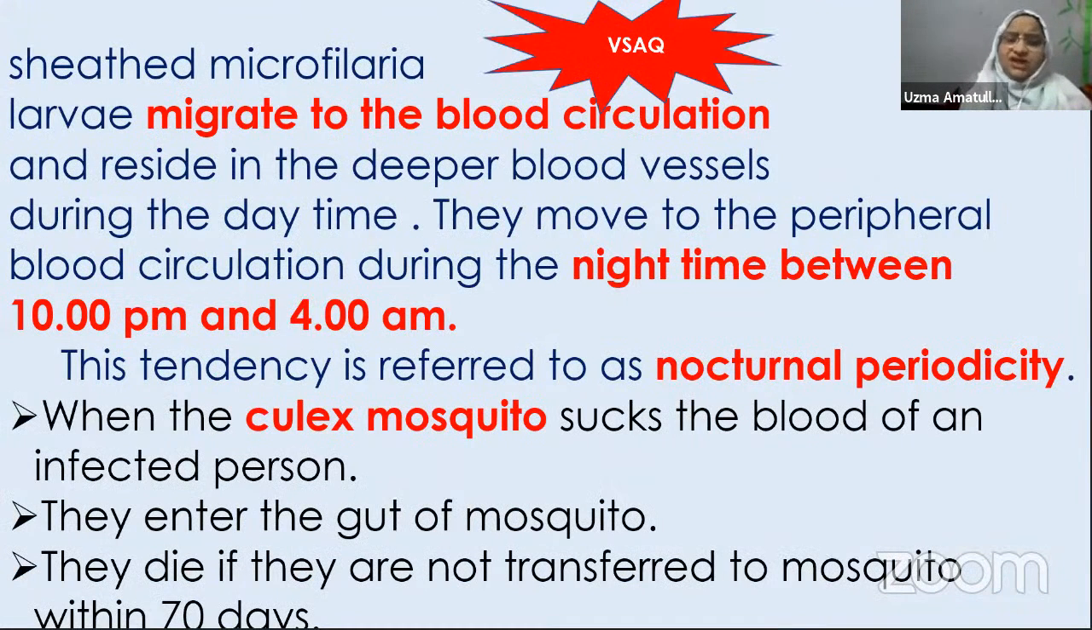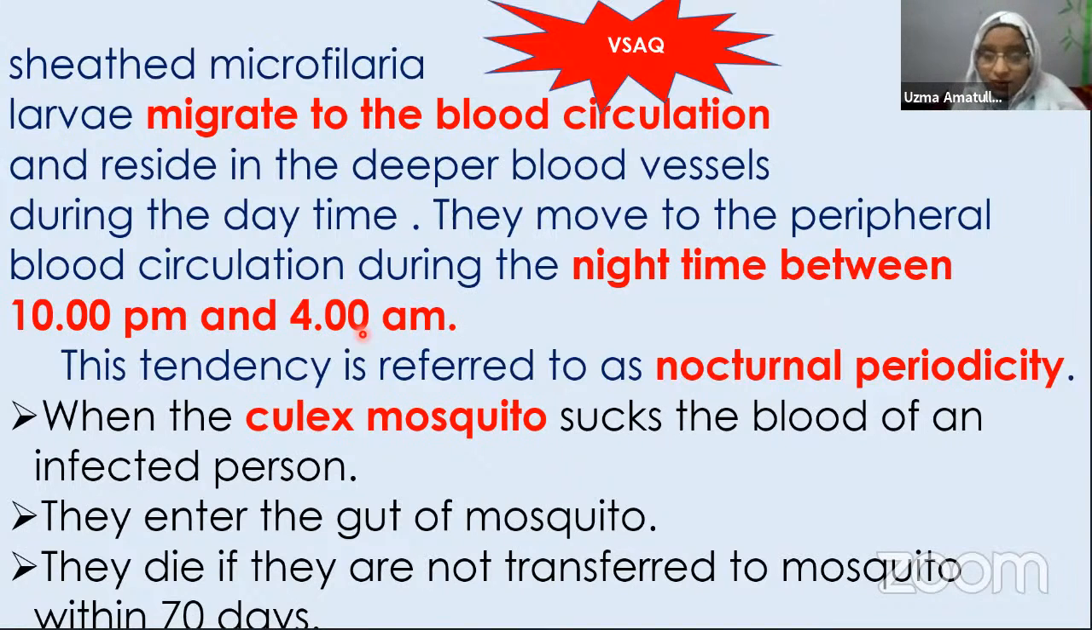Now, this sheathed microfilaria larva migrates to the blood circulation. It will migrate to the blood circulation and reside in the deeper blood vessels. During the daytime, it will be there in the deeper blood vessels. But they move to the peripheral blood circulation during night time. Night, that is from 10 p.m. to 4 a.m. Now here, why are they selecting this time?